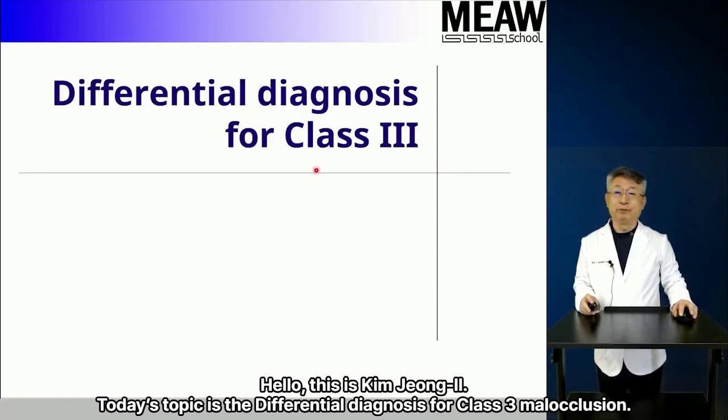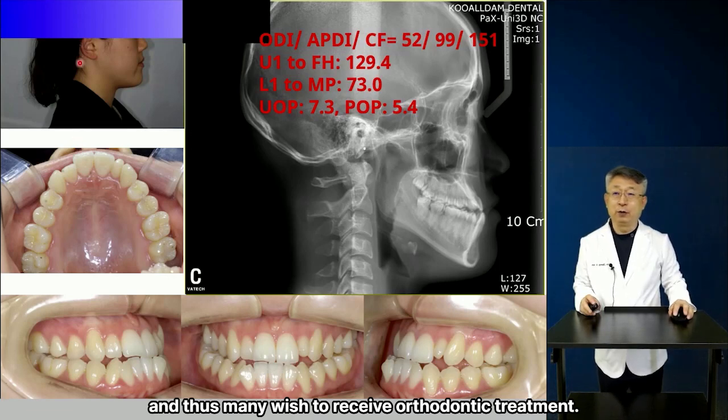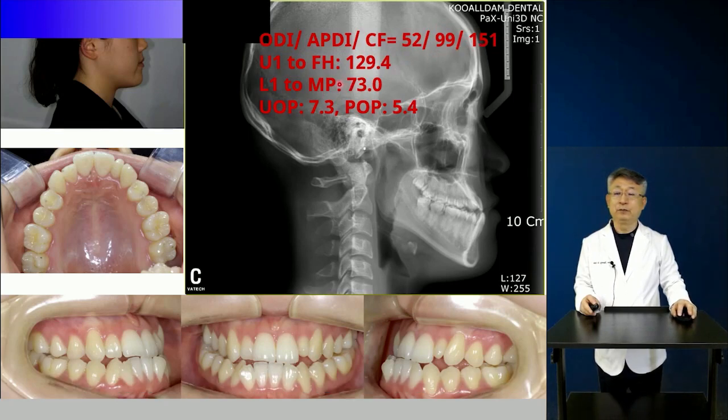Today's topic is the differential diagnosis for Class 3 malocclusion. Class 3 malocclusion patients tend to have an unaesthetic profile because of a protruded mandible, and thus many wish to receive orthodontic treatment. This is a patient with ODI 52, PDI 99, CF 151, which indicate Class 3 high angle type.